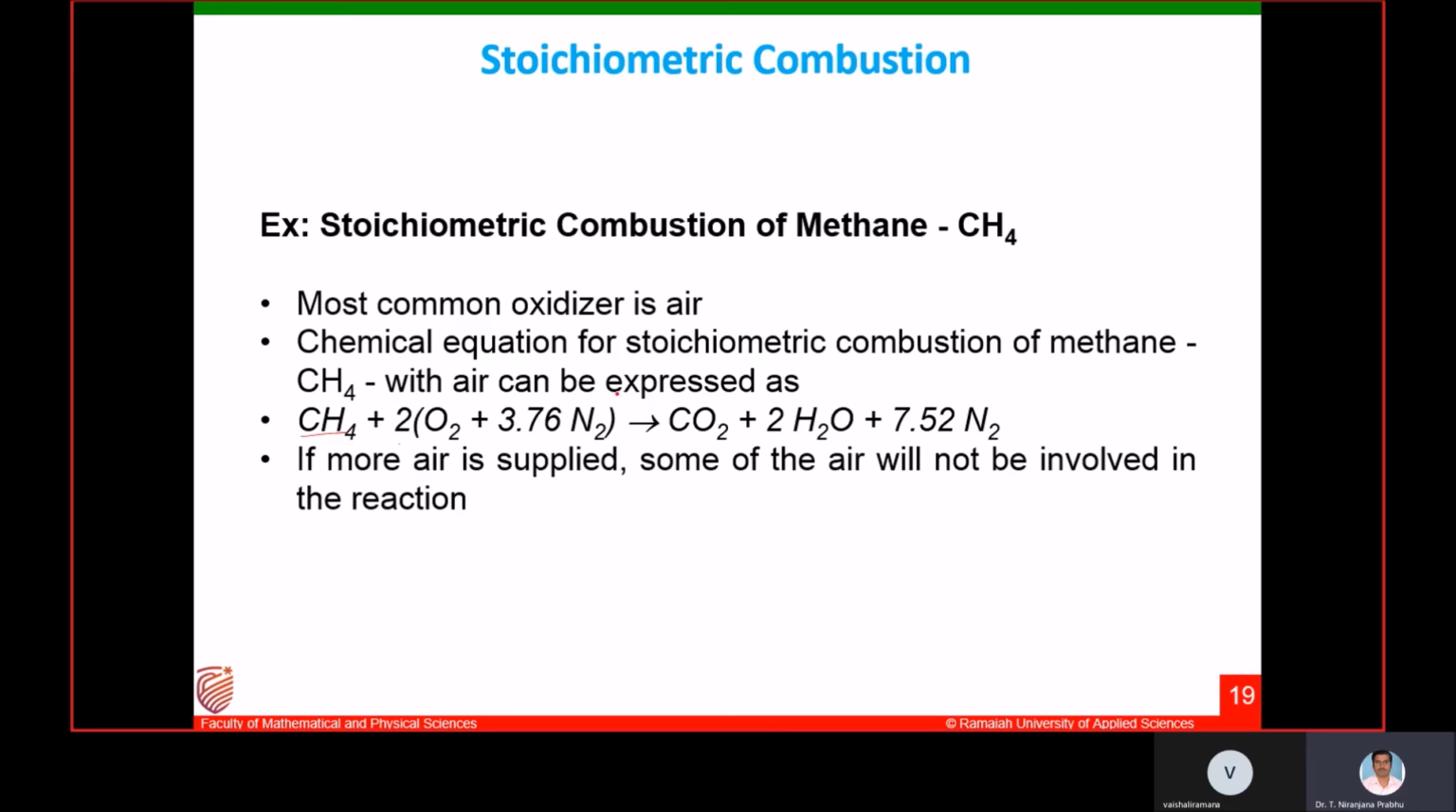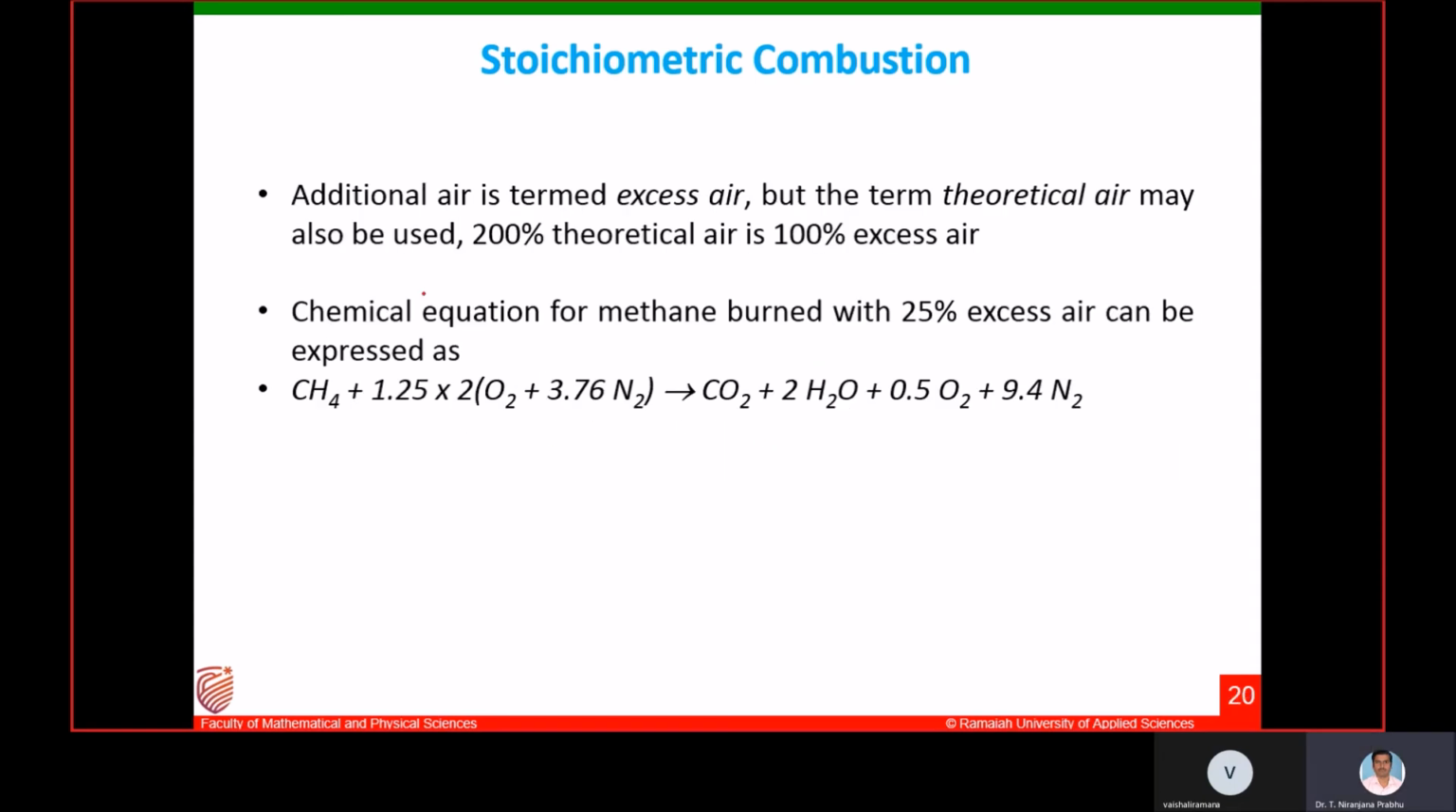Air will have 78% of nitrogen and 21% of oxygen. So 2 times of that needs to be taken. And that will give out carbon dioxide and water, and 2 into 3.76, 7.52 gram mole of nitrogen will be liberated. 1 gram mole of carbon dioxide is released, 2 gram mole of water is released, 7.52 gram mole of nitrogen is released. If more air is supplied, some of the air will not be involved in the reaction. That means excess oxygen will also come out without reacting. That oxygen will also come out in the exhaust.